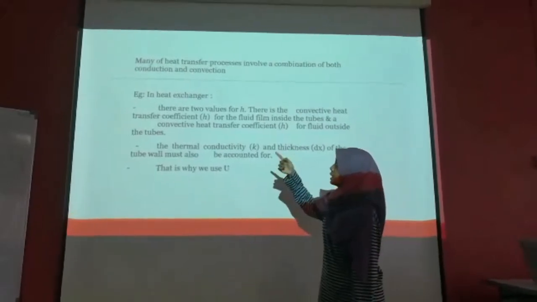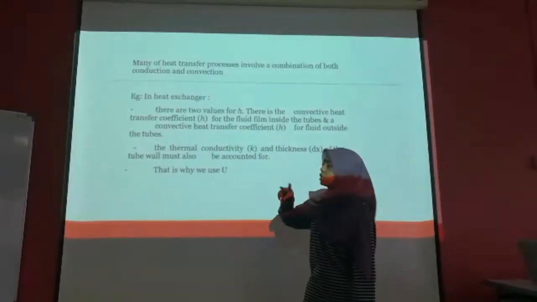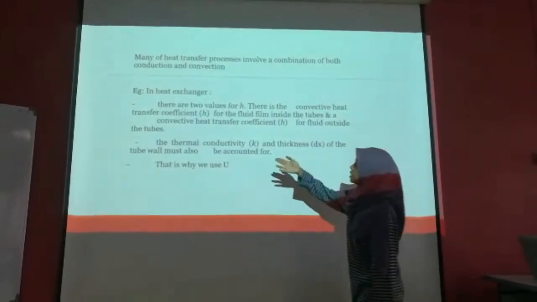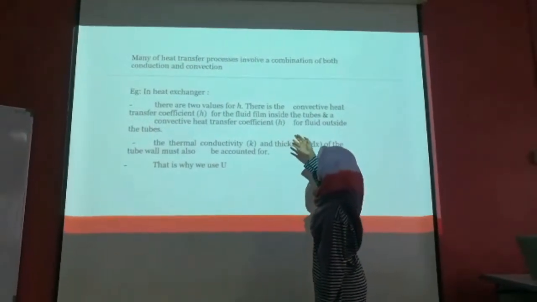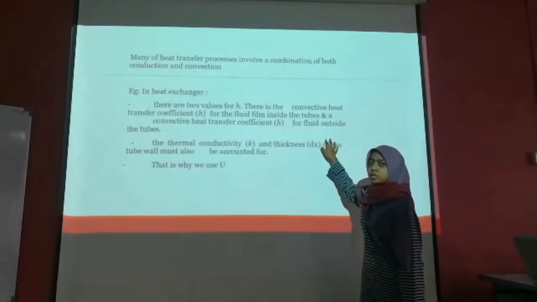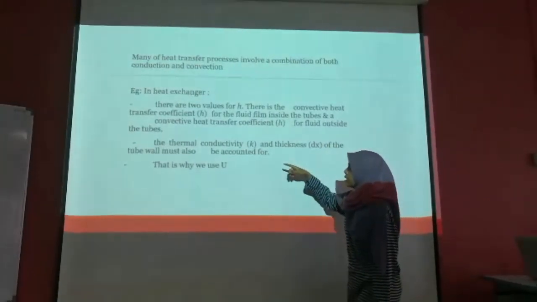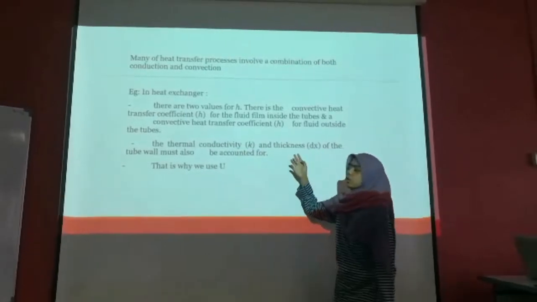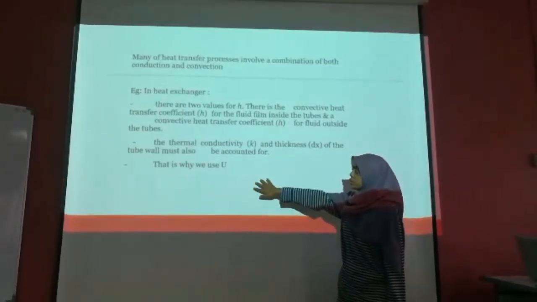For example, in a heat exchanger there are two h, which is the convective heat transfer coefficient for the fluid film inside the tube and outside the tube. And in the heat exchanger also, the thermal conductivity and the thickness will be counted, and that's why we will use U.